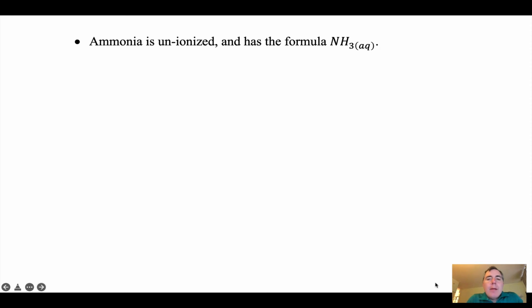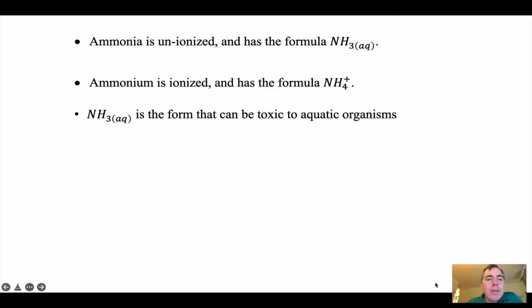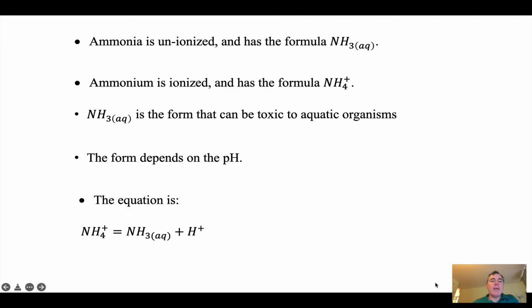Okay, today we're going to go through and make an ammonia graph. Remember, ammonia is the unionized form and has the formula NH3. Ammonium is ionized and has the formula NH4+. The ammonia is what can be toxic to aquatic organisms, and the form depends on the pH. The equation is ammonium equals ammonia plus H+.